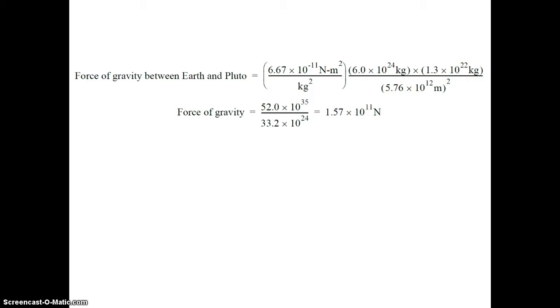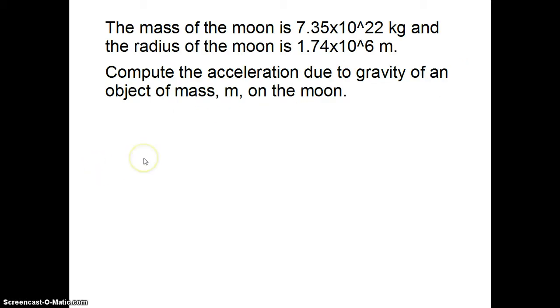So the next one is calculating the acceleration due to gravity on the surface of something other than the Earth. We're going to do it for the moon, and we know that the mass of the moon is 7.35 times 10 to the 22nd kilograms, and it has a radius of 1.74 times 10 to the 6 meters. We're looking to calculate the acceleration due to gravity on the surface of the object.